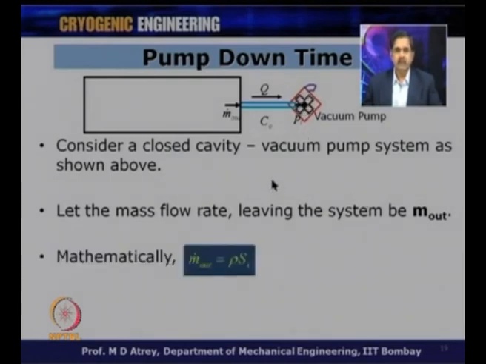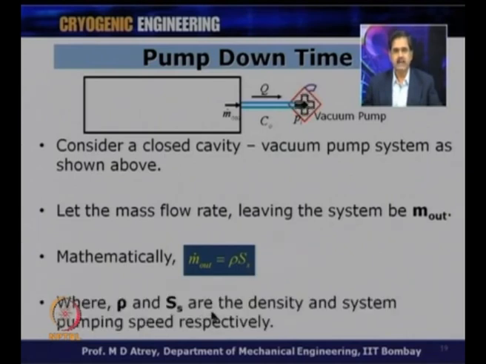Mathematically, m dot out is equal to rho into SS. What is SS? SS is the system pumping speed. So, SS gives some meter cube per second, multiplied by kg per meter cube, and what you get is the mass flow rate leaving the system, m dot out, in kg per second, kg per hour, whatever. So m dot out is equal to the density of the gas into SS, where rho and SS are the density and the system pumping speed respectively.